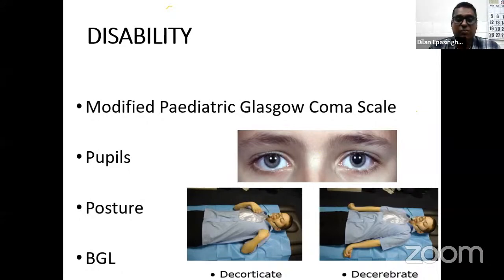Posture is also very important. Decerebrate and decorticate positions suggest the prognosis of the disease. Then the blood sugar level is very important. It's a reversible process. If you don't do that, that's a criminal thing. So give 2 ml per kg of 10% glucose.